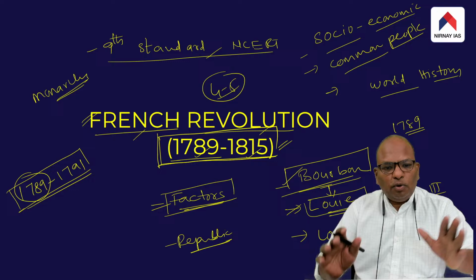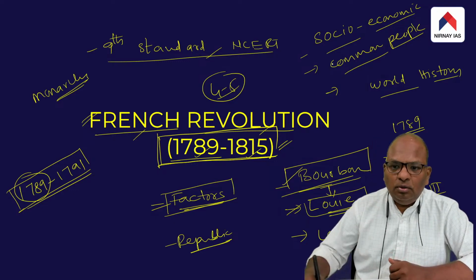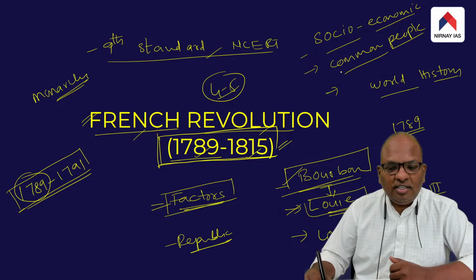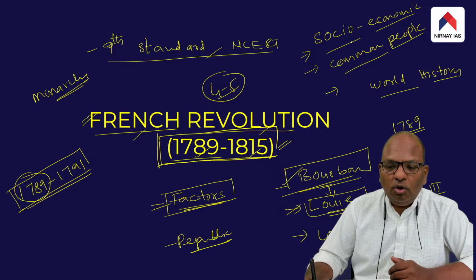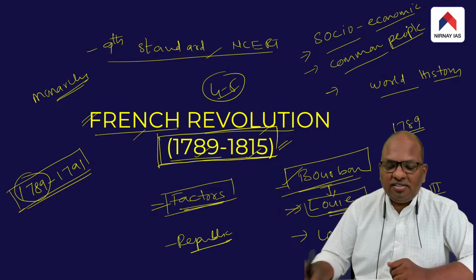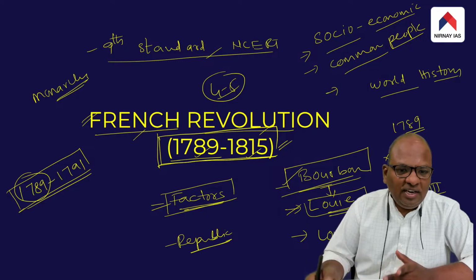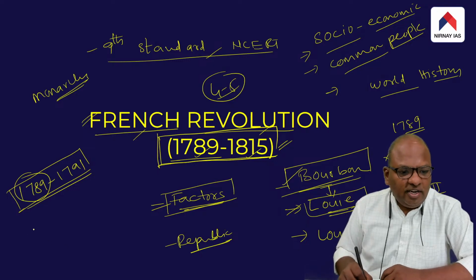Let me repeat this point once again for you. The French Revolution was a revolution against the political despotism. It was a revolution against the socio-economic inequalities existing in France. We have a Russian historian, a Russian scholar by the name Kropotkin.